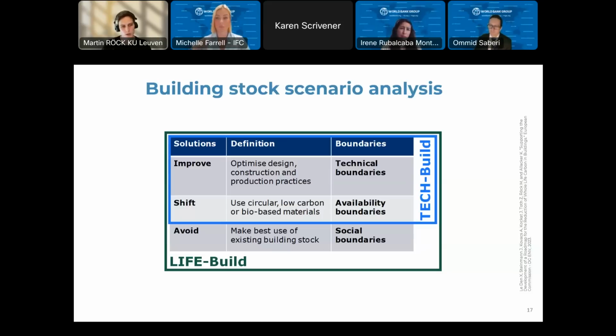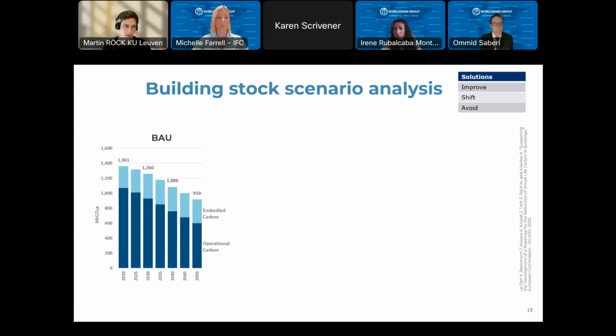And we also looked at solutions relating to avoid strategies. So that, for example, could be sufficiency related strategies, making best use of the existing building stock, or also reducing the floor area in new buildings, reducing the floor area per capita, where we mostly face social boundaries. It was very interesting to do this analysis.